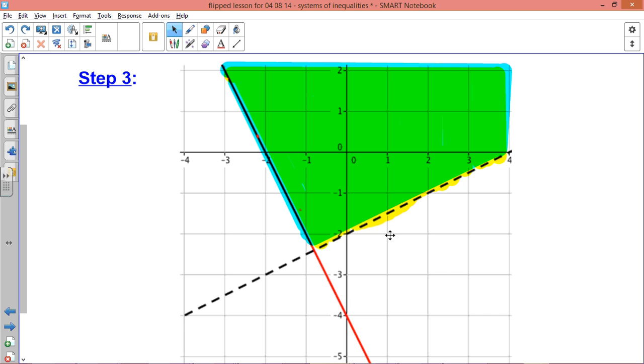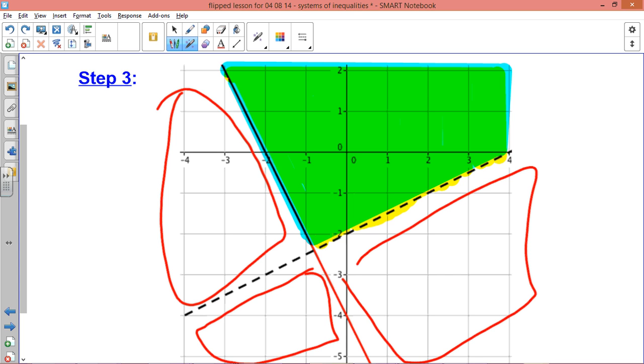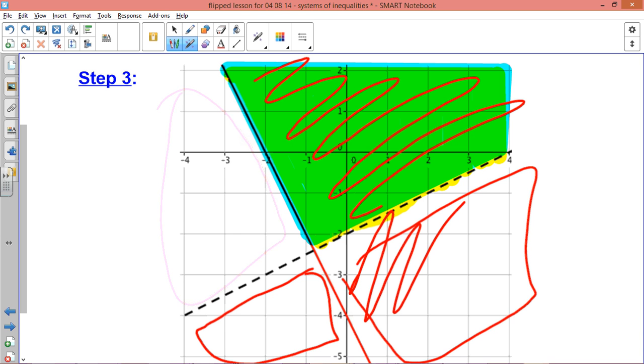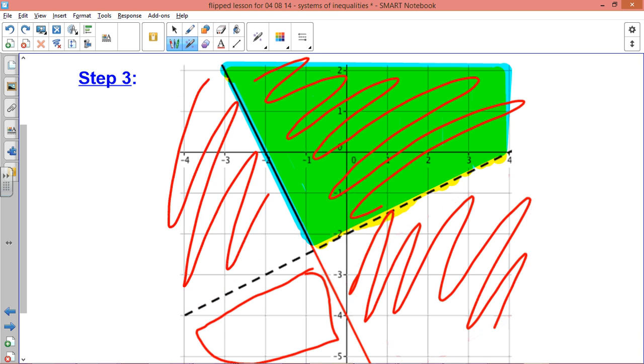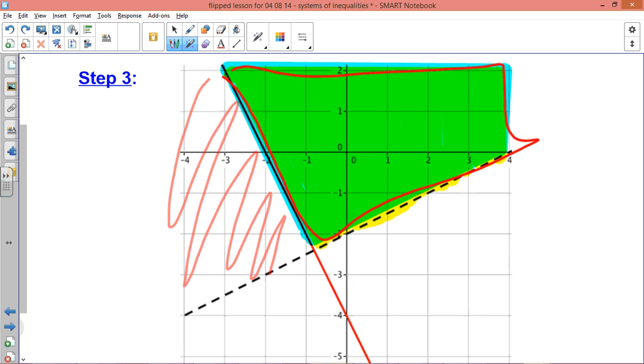Overlap looks like this. I forget about this part right here, I forget about this part right here, and certainly nothing in here was ever filled out. So all I am considering is this part right here. So we erase everything that was in here, we erase everything that was in there, and all I want shaded is this part that's in green, this part right over here. Okay? And that's all there is to it.